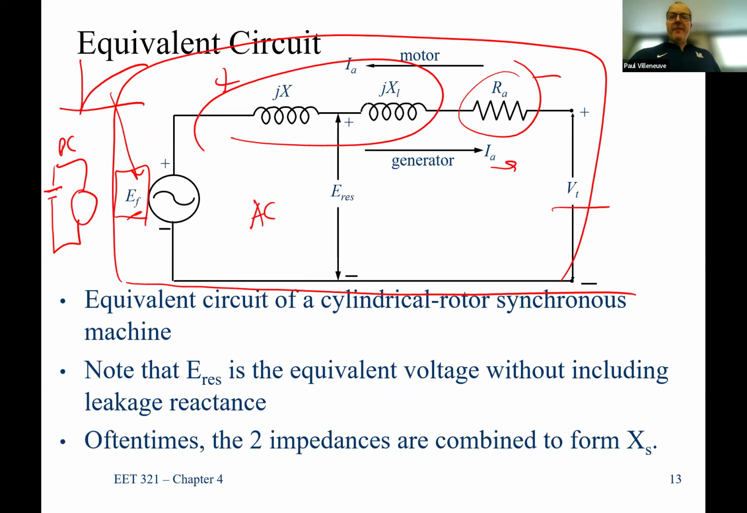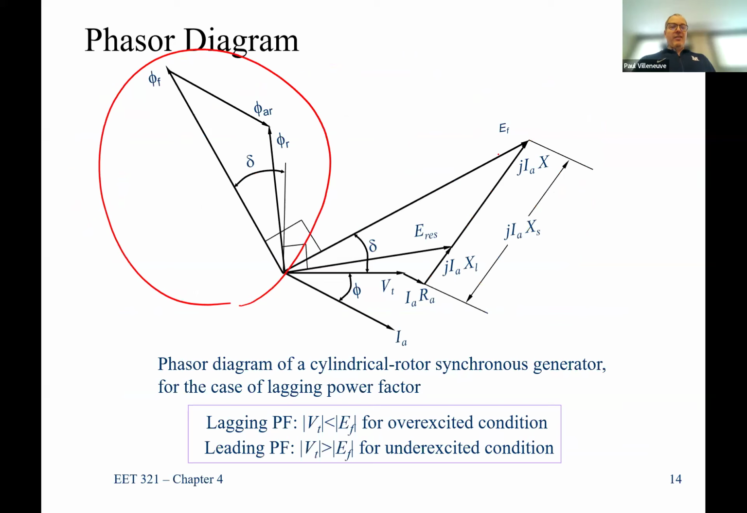If I look over here, here's my voltage. I can measure this voltage, can't I? I can walk up to the terminals of the generator and measure that voltage. I can't measure this voltage, it's inside the machine. So I can pick this at an angle of 0. The current is coming out over here. So this is a lagging power factor because the current lags the voltage.